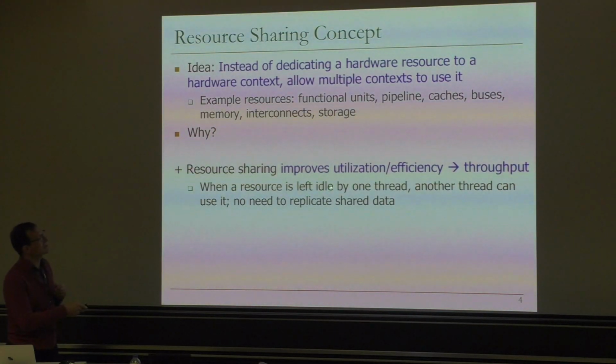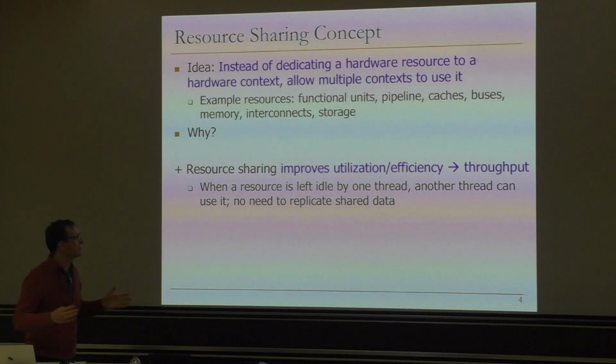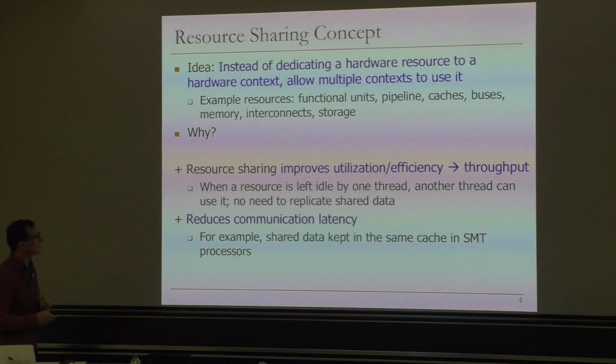Basically, when a resource is left idle by one thread or one context, another thread can use it. So basically, you take advantage of this fine-grained idleness of the resource. And there's no need to replicate shared data, clearly. It also improves cost because you don't really need to replicate the resources, right? It reduces communication latency.